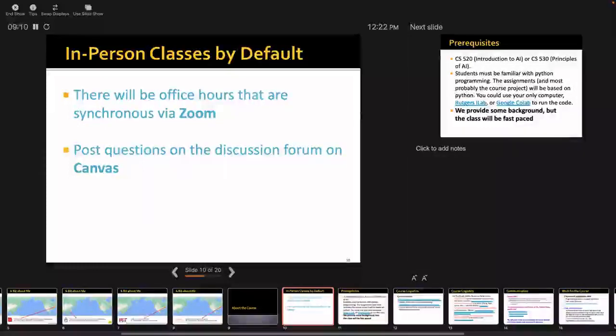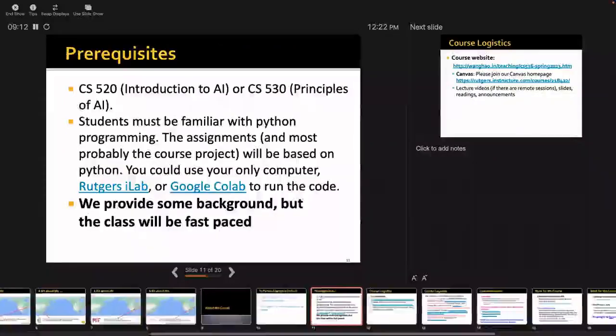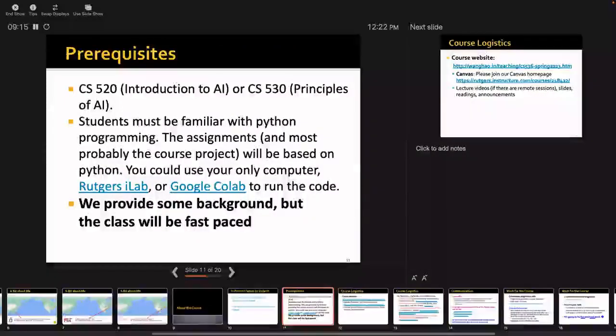Okay, and prerequisite, you may already know the prerequisite for this course is Intro to AI or Principles of AI. The student must be familiar with Python programming. So the assignments and most probably the course project, the final project, will be based on Python, and more specifically, it will be based on PyTorch. And you could use your own computer, sorry for the typo, and you can also use Rutgers' iLab or Google Colab to run the code. So we're going to provide some background, but the class, I think, would be relatively fast-paced.